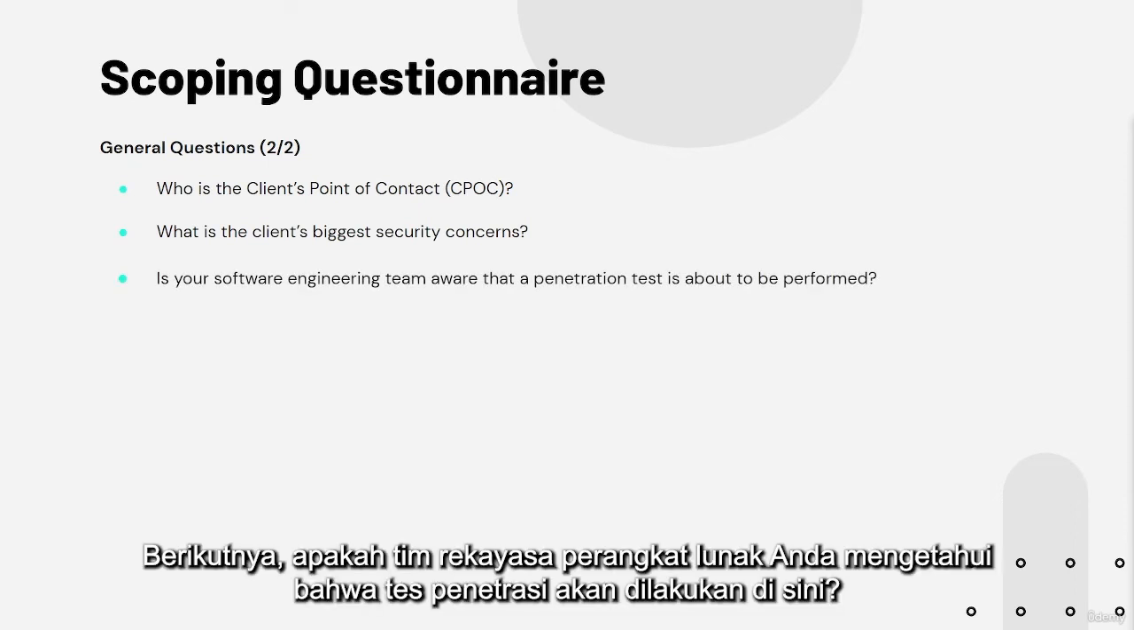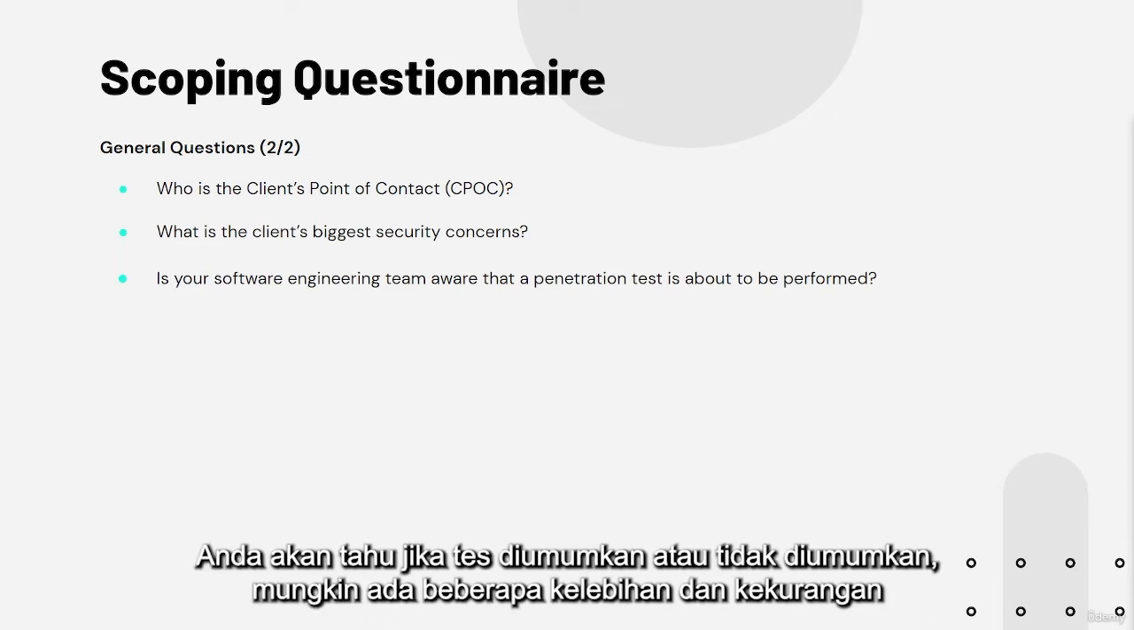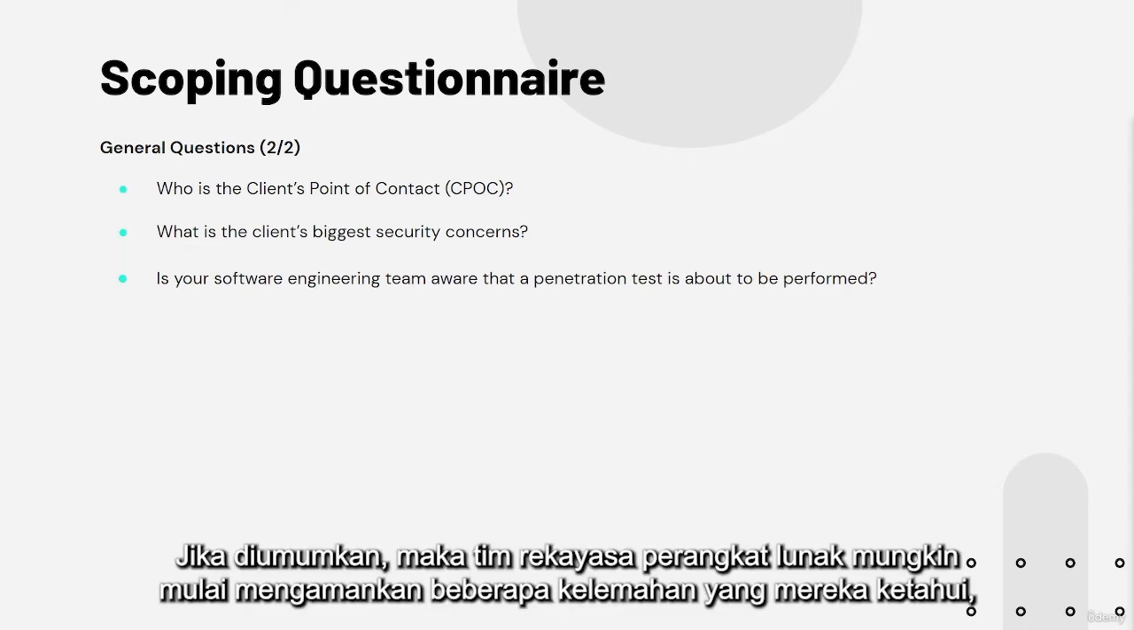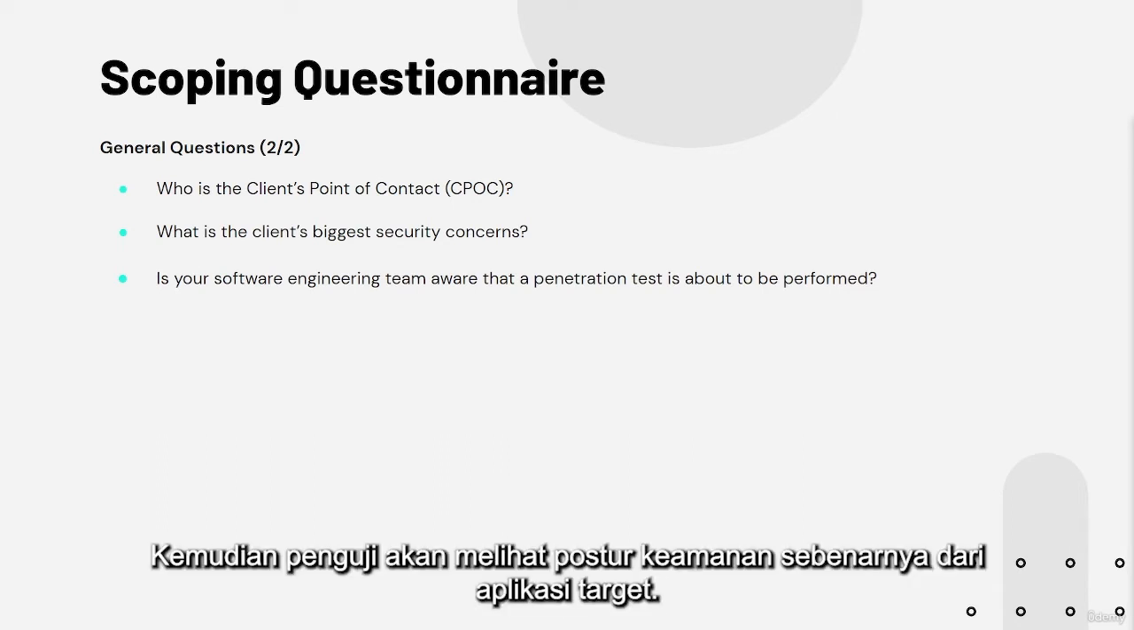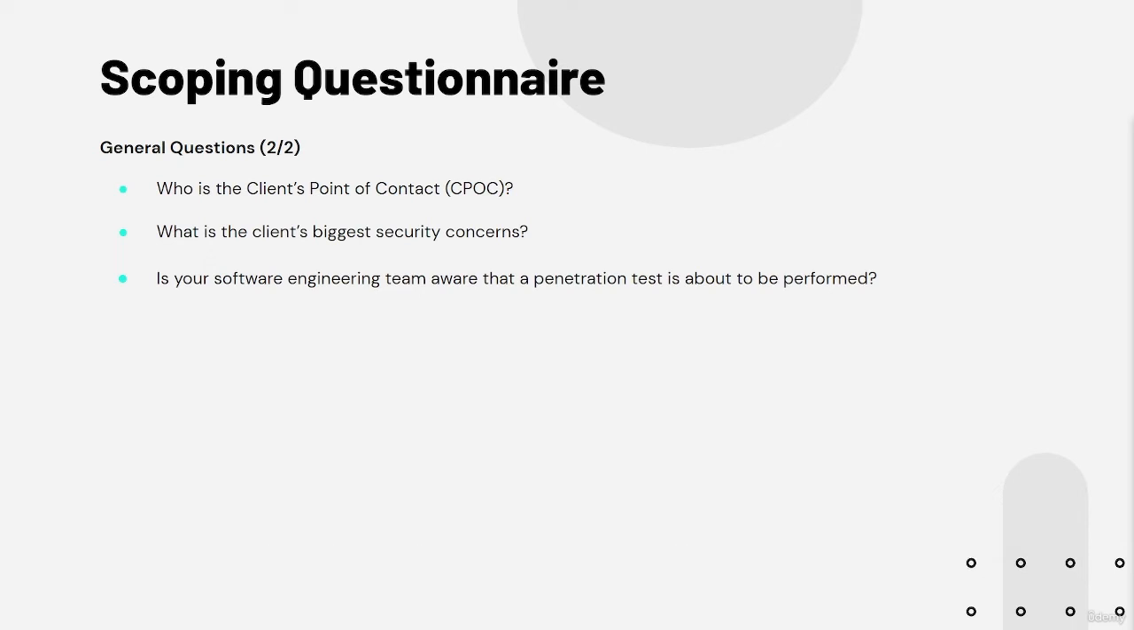Next one, is your software engineering team aware that a penetration test is about to be performed? Here, you will know if the test is announced or unannounced. There might be some advantages and disadvantages to this one. If announced, then the software engineering team might start securing some weaknesses that they know. If unannounced, then the testers will see the true security posture of the target's application.